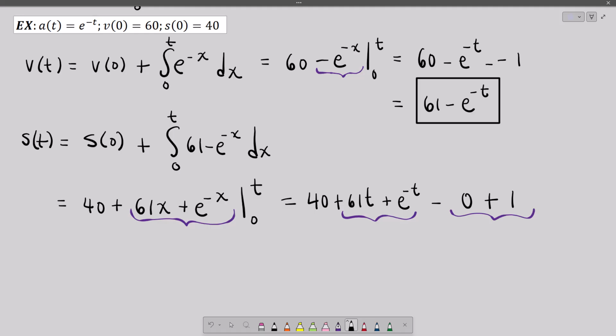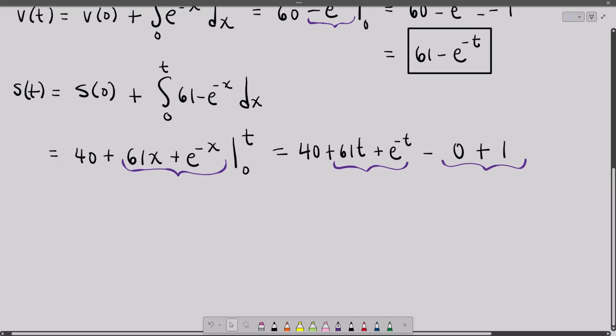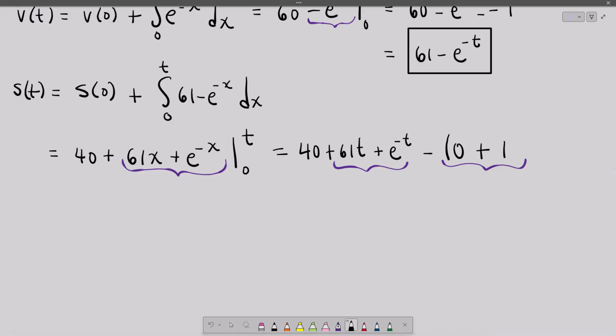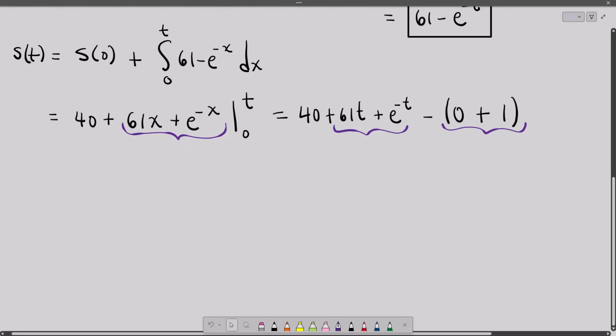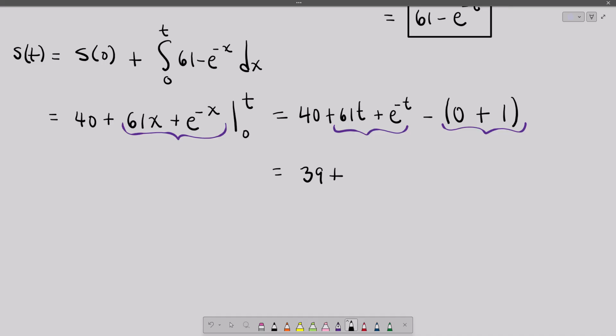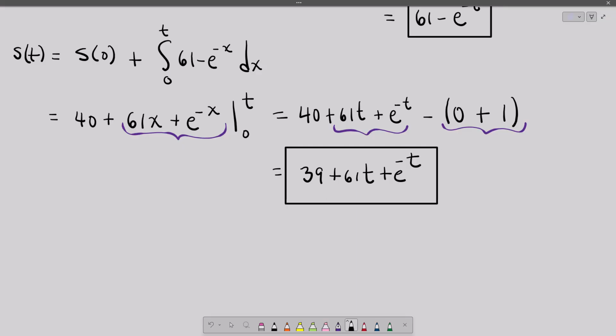So when all is said and done, does everybody agree? And I'm going to put parentheses right here. So this is the antiderivative, and if we plug in 0, we get 0 there. We get 1 there, so we have 0 plus 1, but that's the whole antiderivative. At the lower limit of integration, that's all being subtracted off. And then we end up with a final answer of 39 plus 61t plus e to the negative t. So that is our future position.